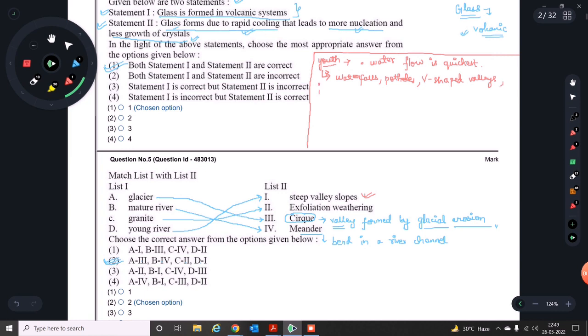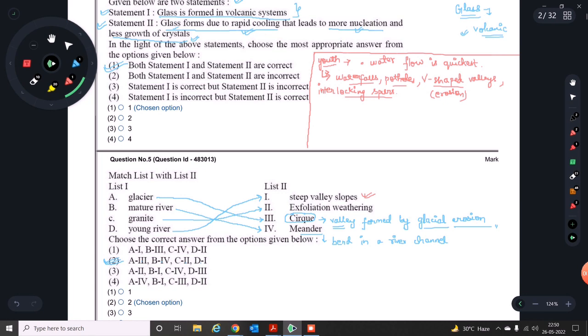We have interlocking spurs. So these are some of the features that are found in a youthful stage of a river. Okay, this is SPURS. So all these are due to basically erosion. Okay, all these waterfalls, potholes, V-shaped valleys, interlocking spurs, these are due to erosion.